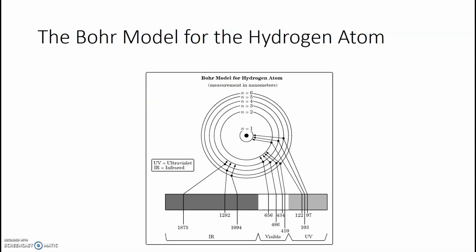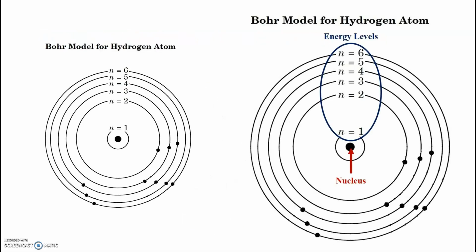Hello, this lecture video will tell you about how to use page 8 of the chemistry reference tables in order to answer questions about the absorption and emission of light by hydrogen atoms. The top half of the page shows the Bohr model for the hydrogen atom diagram. It's a little busy, so we're going to start by looking at a cleaned up version of that diagram.